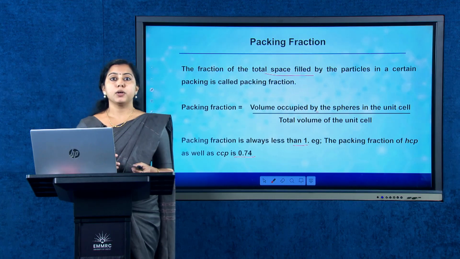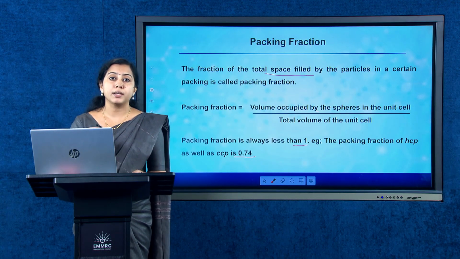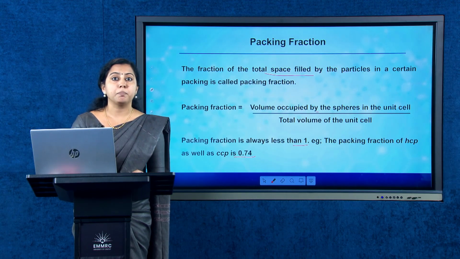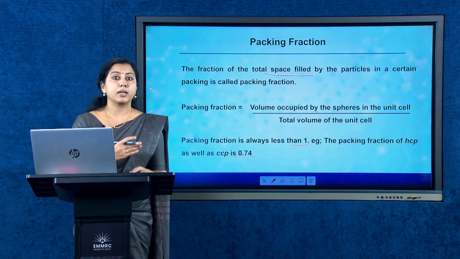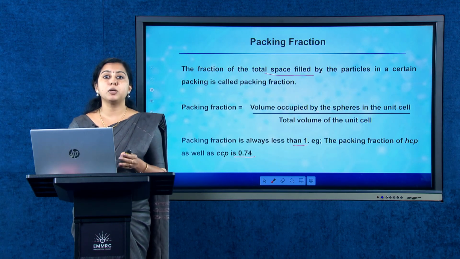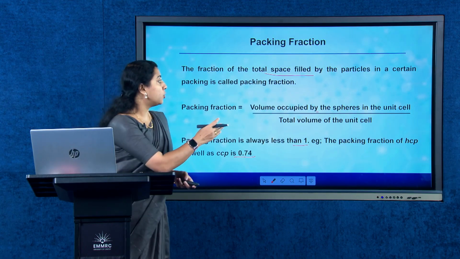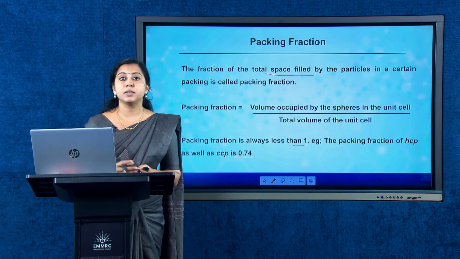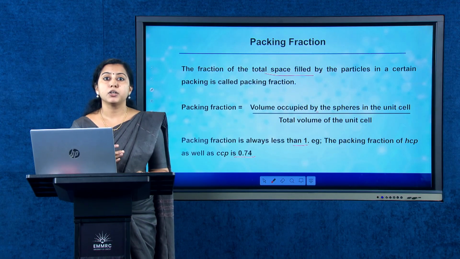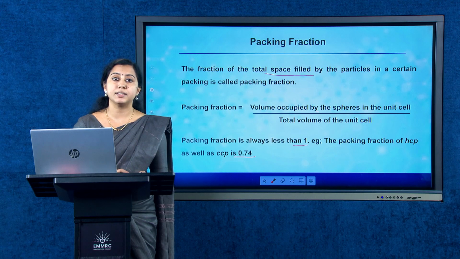So, in terms of packing fraction also, we can represent the volume occupied by the spheres in various cubic lattices. Packing fraction is nothing but the fraction of the total space filled by the particles in a certain packing, represented by volume occupied by the spheres in the unit cell divided by total volume of the unit cell, and it will always be less than 1.